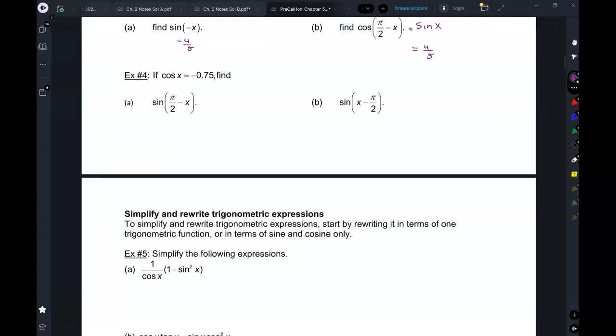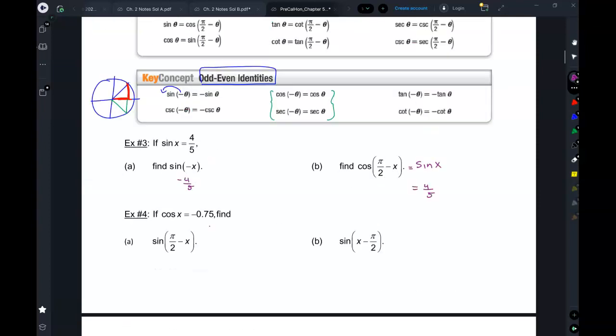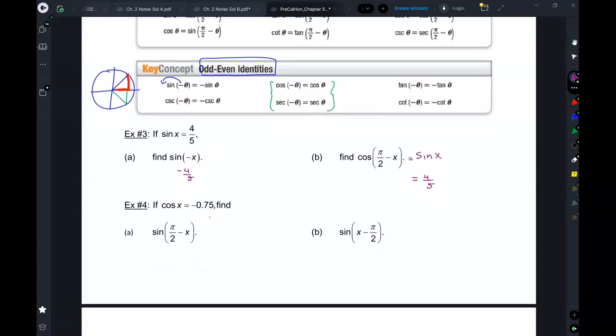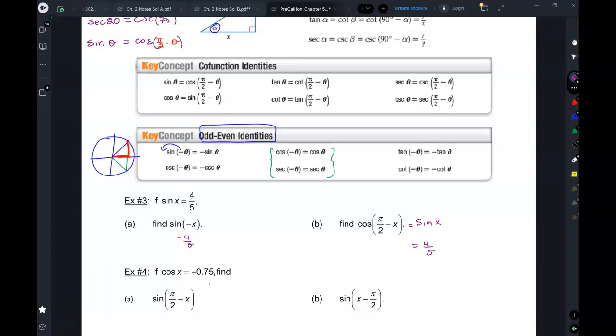Now, take a look at this one. You have cosine of x equals this. Cosine of pi over 2 minus an angle is the same as sine of an angle. So this is the same as sine x. But what is sine x in this problem? 4 over 5. Would you ever have a tangent there? You can't go from cosine to tangent like that.